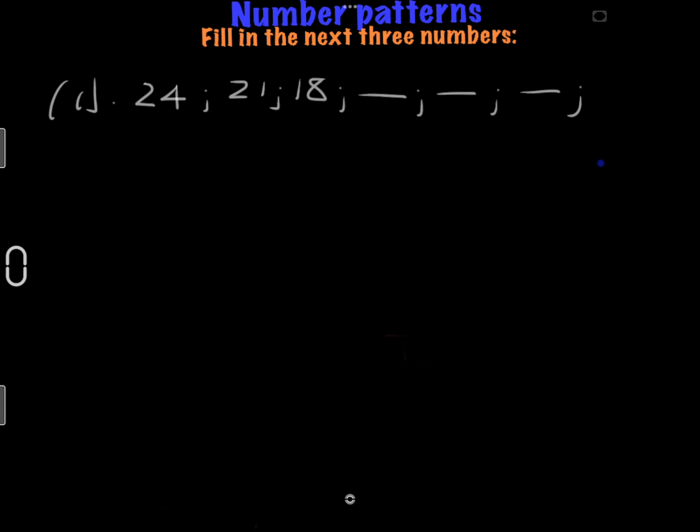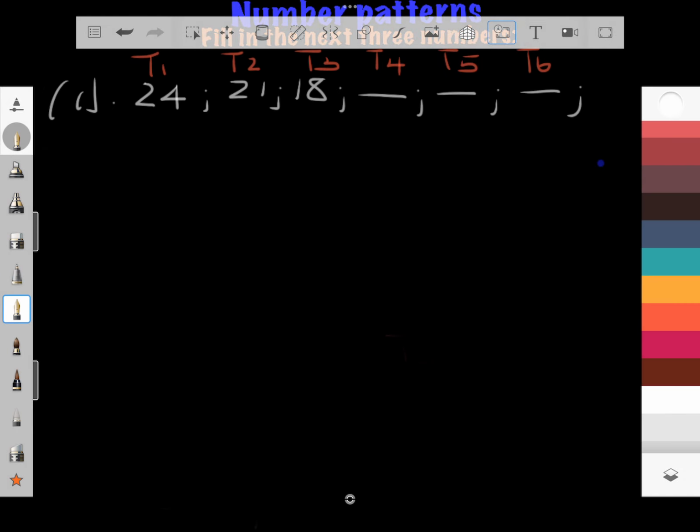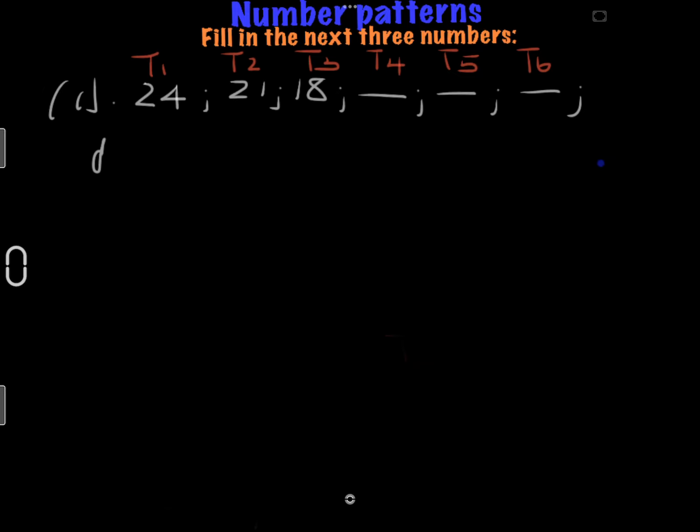Now, to do that, the first thing that I'll want to do is to start identifying these terms. We have term 1, term 2, term 3, term 4, term 5, term 6. Now, looking at a common difference, we have D to denote the common difference.